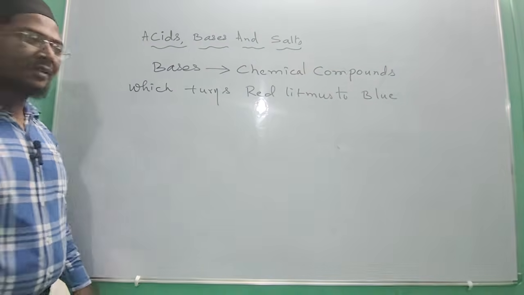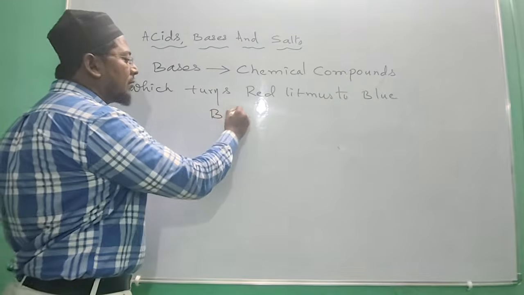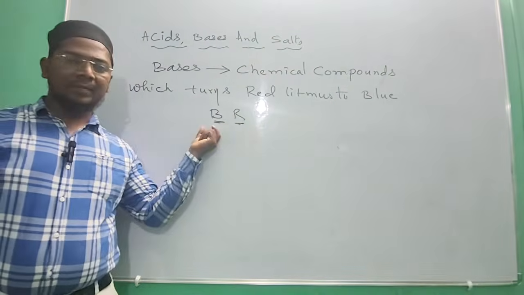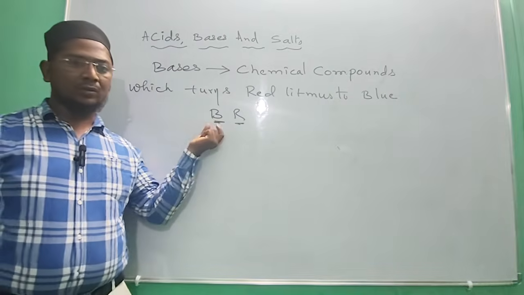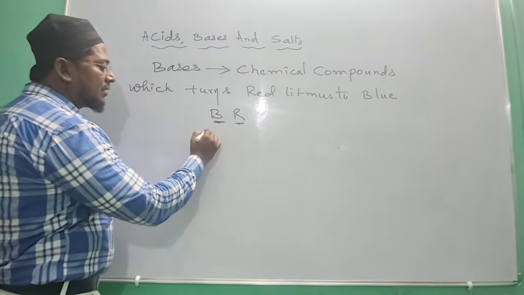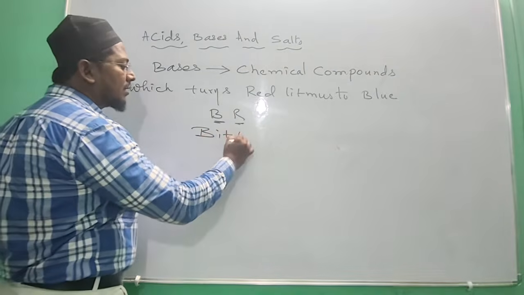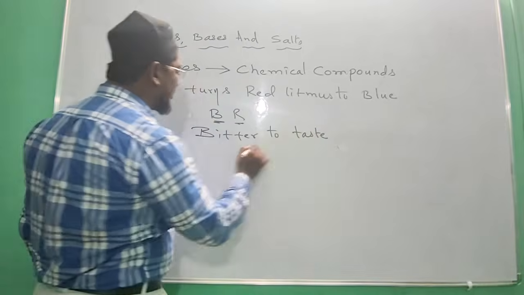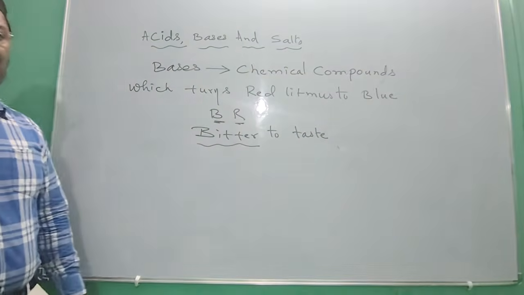Similarly, the short form we have is BR. B for base, R for red. Bases are the chemical compounds that turn red litmus to blue. Now we will see what is the taste of bases. Bases are bitter to taste. This is the definition.